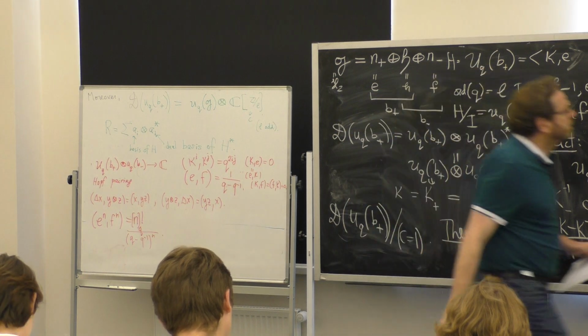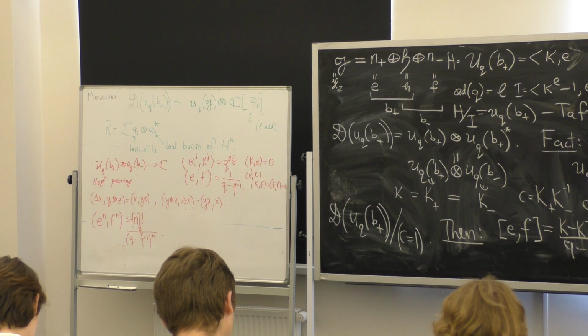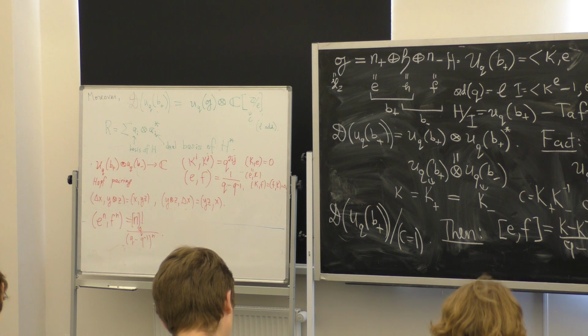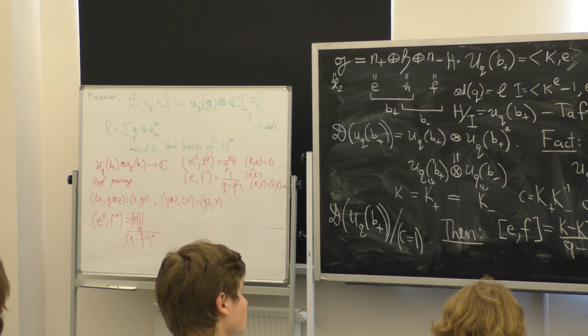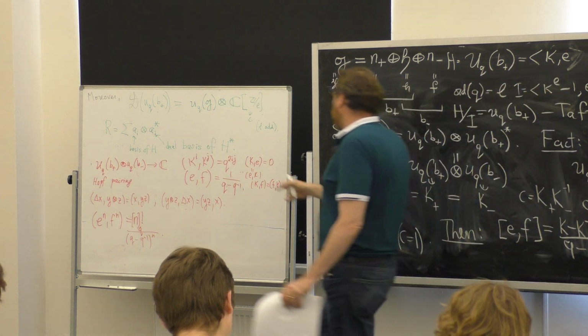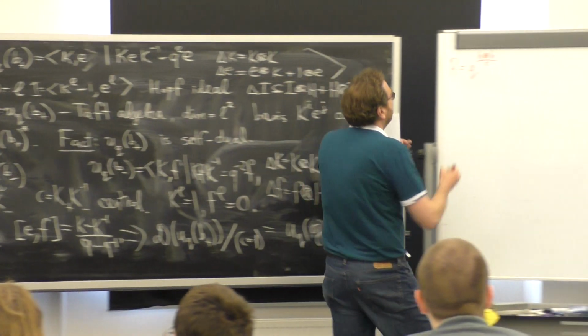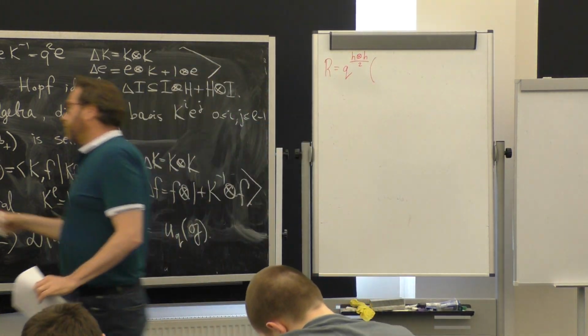And this is what I wrote as q to the h tensor h over 2. I may have forgotten the 2, but it needs to be there. So this is really what accounts for this. It's a kind of trivial part. And then there is a part that corresponds to those things.